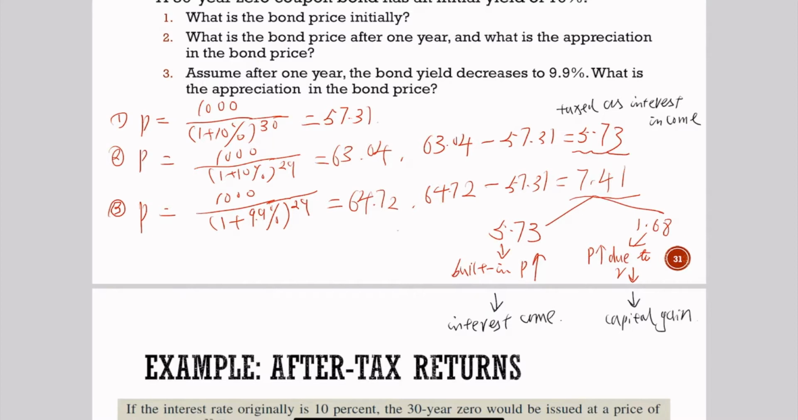This is important because as an investor, you should care about your tax. And in reality, generally, interest income has a higher tax rate compared with capital gain tax.